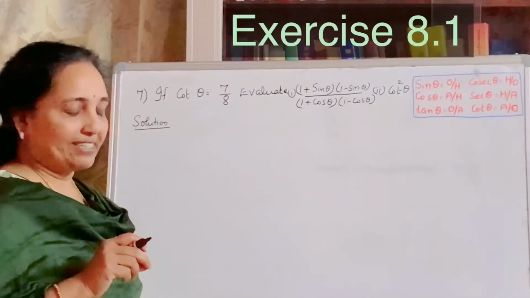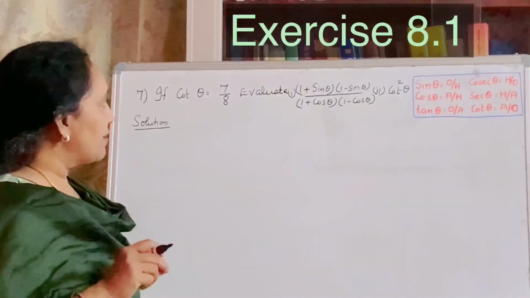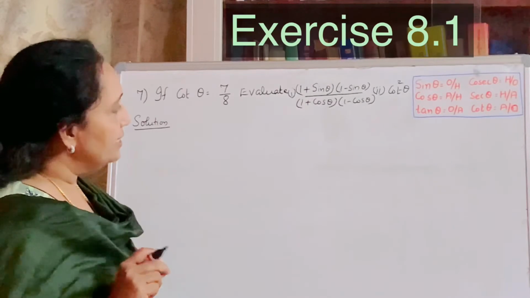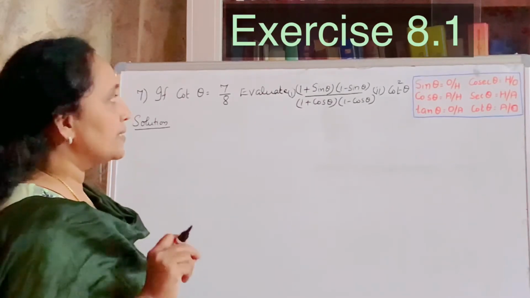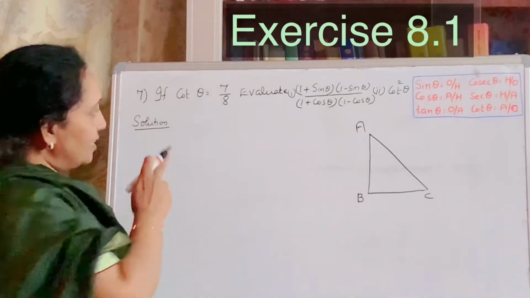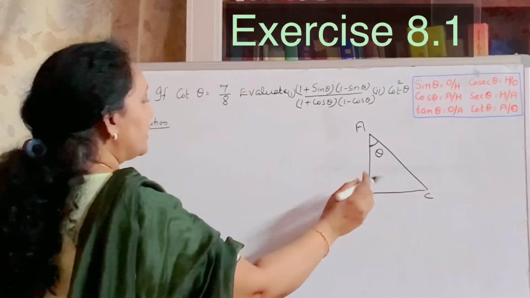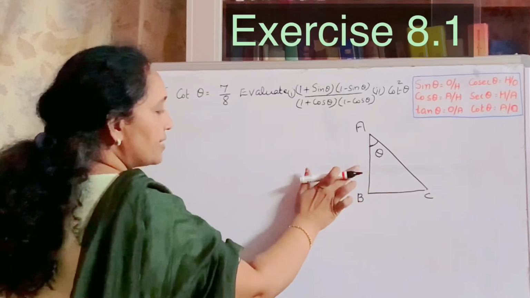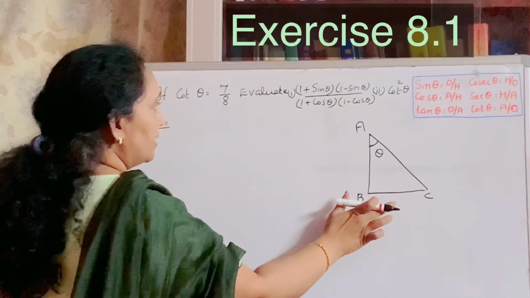Question number 7. If cot theta is equal to 7/8, evaluate (1 plus sin theta)(1 minus sin theta) by (1 plus cos theta)(1 minus cos theta). Here cot theta, that is the ratio, is given to us. Cot theta is adjacent side by opposite side.